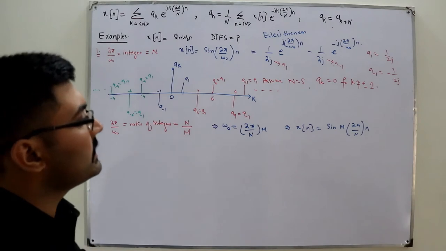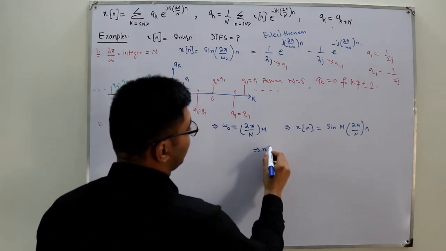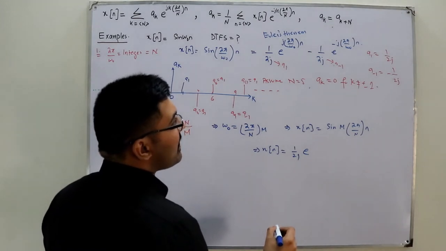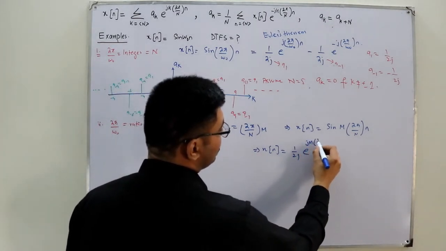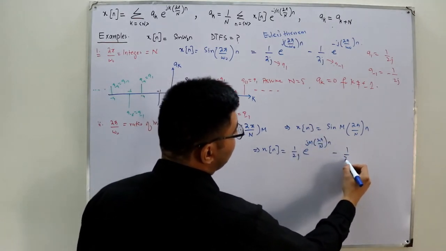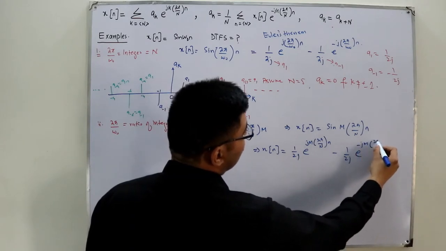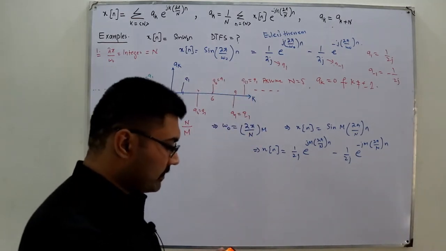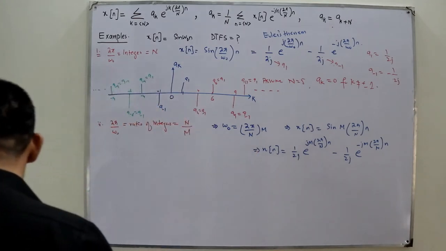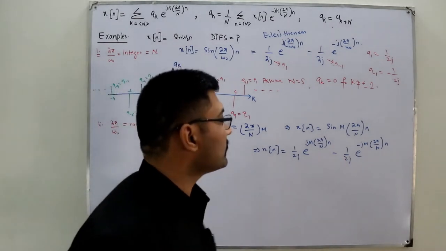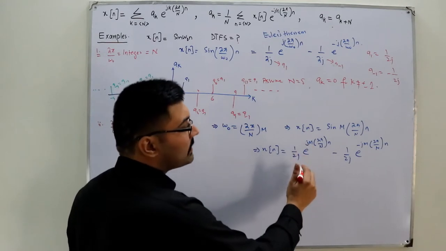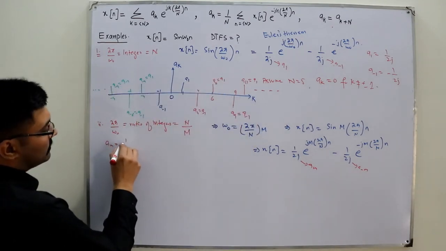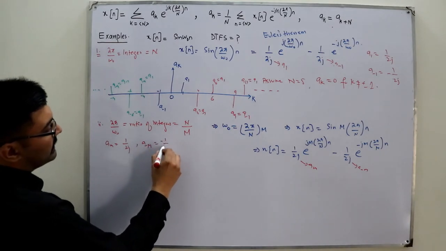Now again you could use the Euler's relation, and again you could write that my x of n, now this is the Fourier series representation, 1 upon 2j exponential of jm 2 pi by N small n minus 1 upon 2j exponential minus jm 2 pi by capital N into small n. Now have a look again, what do we have? We have the same Fourier coefficients, this one and this one. It was a 1 there. Now over here we have an m. So this represents basically an a of m, and this represents an a of negative m. So I would write them over here. A m is equal to 1 upon 2j. A negative m is negative 1 upon 2j.